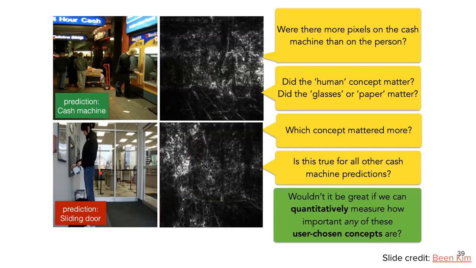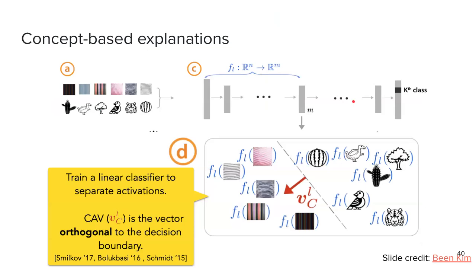Not really, thank you. They're kind of like blobs or nothing, right? So maybe for here, the original author of these slides, Been Kim, raised this question: did the glasses or paper matter more, did the human concept matter more, and so on. It's going to become a little bit clearer with the next slide.